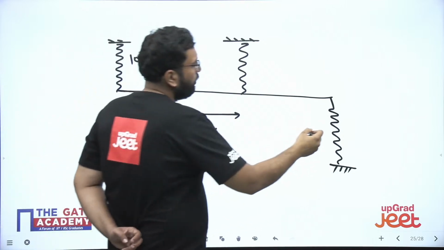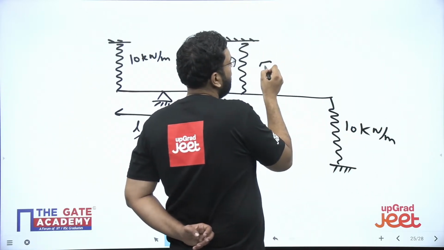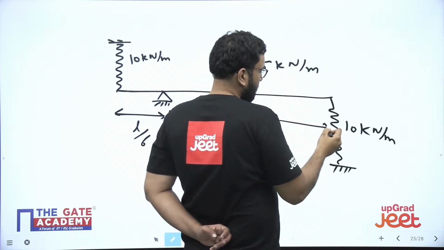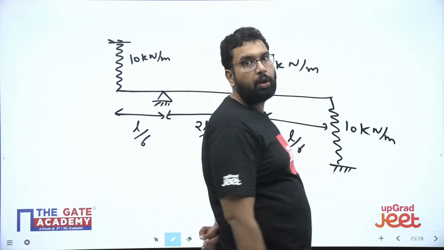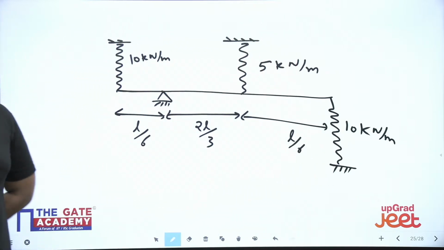Okay, this is also 10 kilonewton per meter, and this is 5 kilonewton per meter. So this is the arrangement, and this is going to be L by 6, right? So this is your arrangement here. I have got only one answer till now. What about the rest of you?